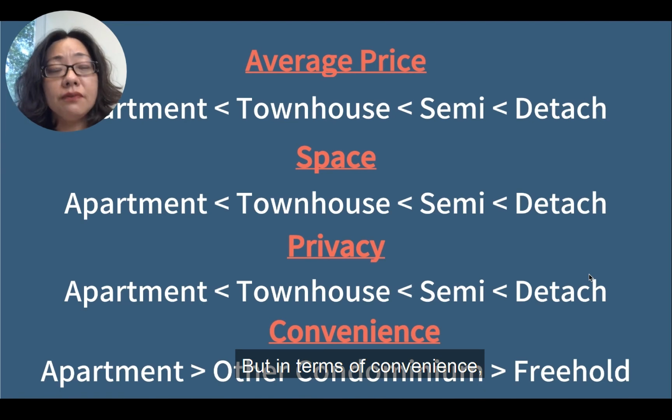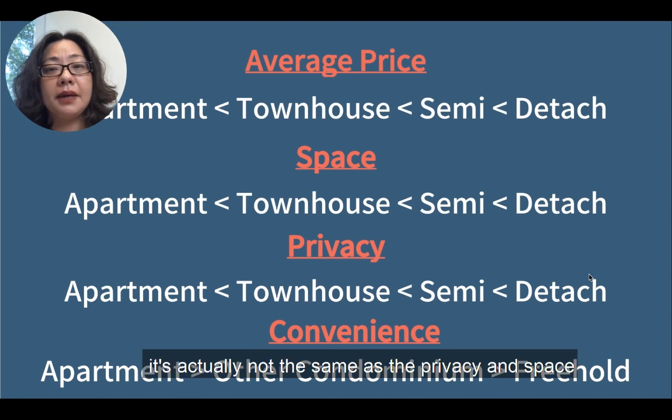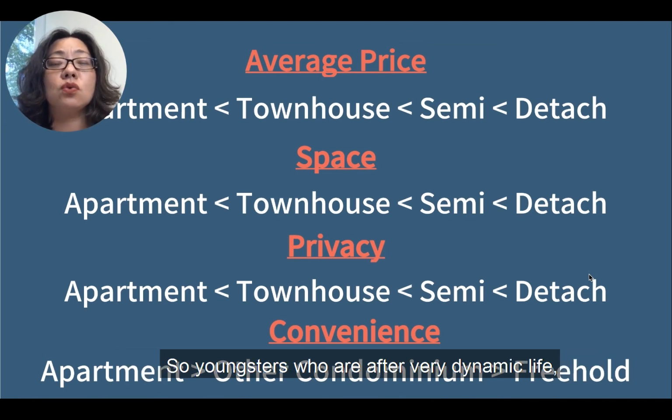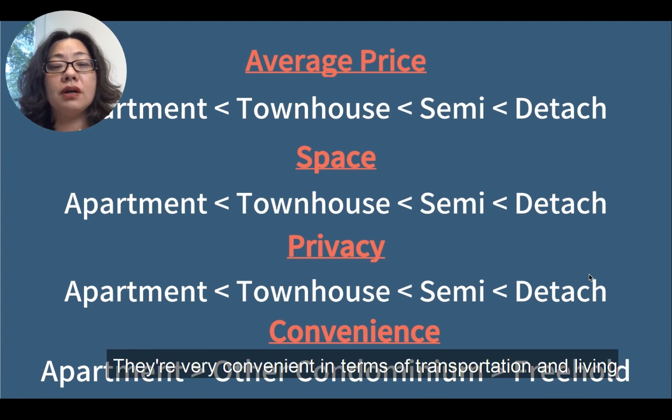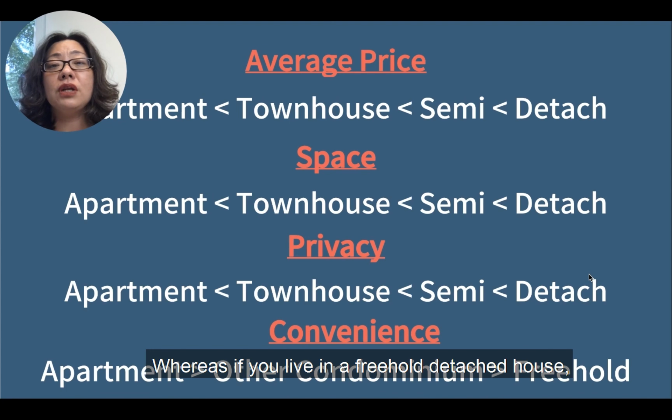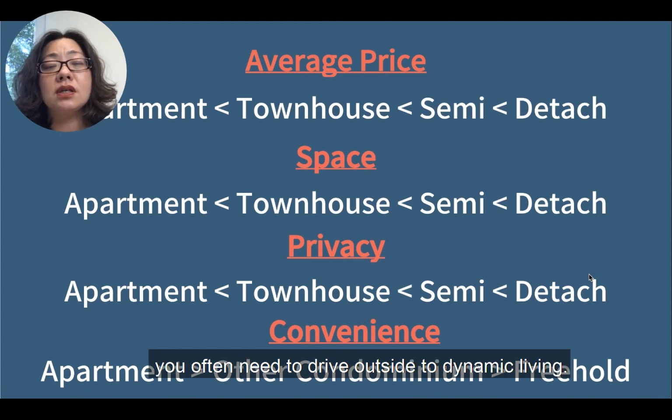But in terms of convenience, it's actually not the same as privacy and space, because apartments are mostly located in busy areas. So youngsters who are after a very dynamic life would enjoy apartments. They are very convenient in terms of transportation and living, because they have access to lots of different facilities. Whereas if you live in a freehold detached house, you often need to drive outside for a dynamic living.